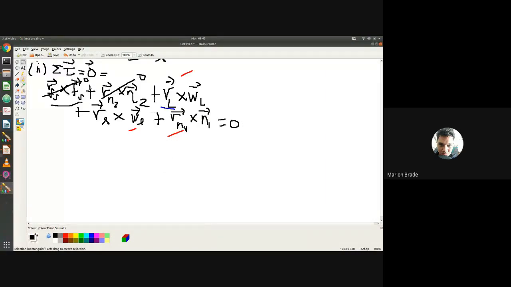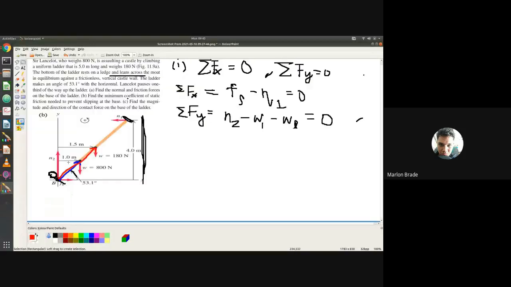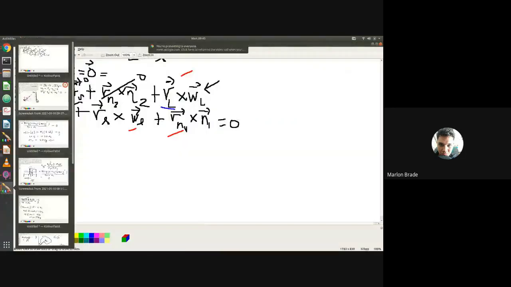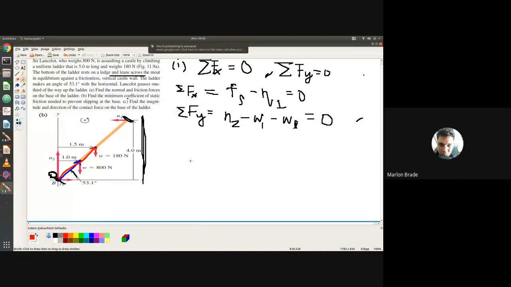Therefore, this is R sub L. R sub L is now this vector. It's the capital L, R sub L. This vector has a component along X and a component along Y, and this angle is 53.1 degrees. Okay?